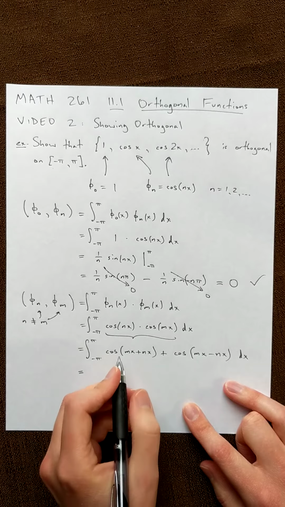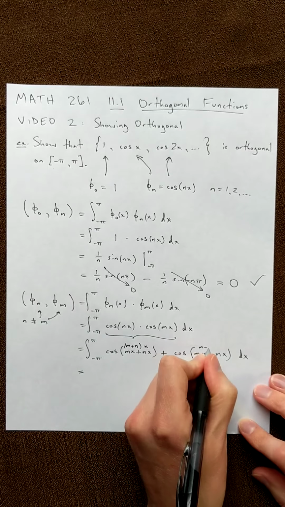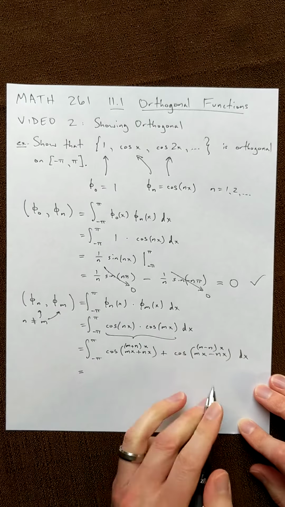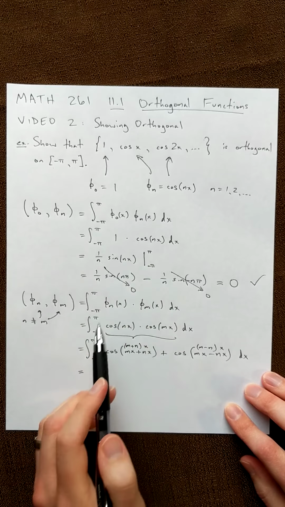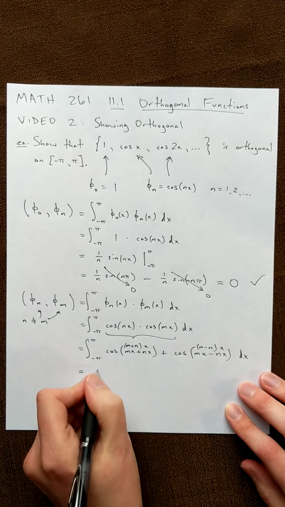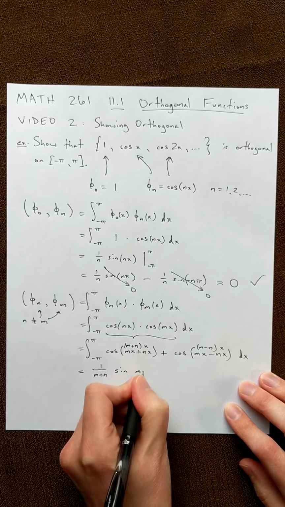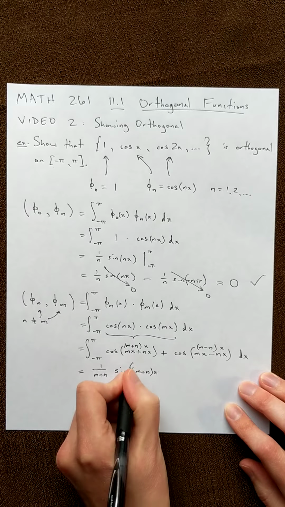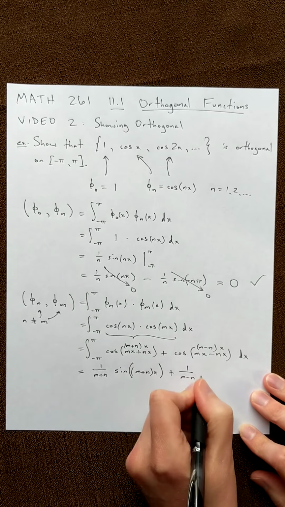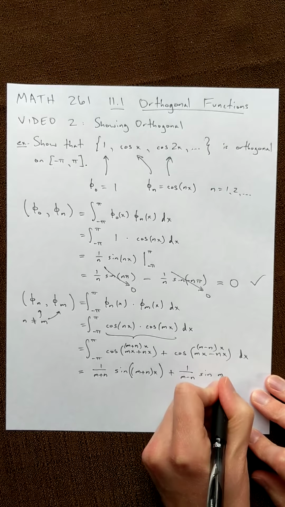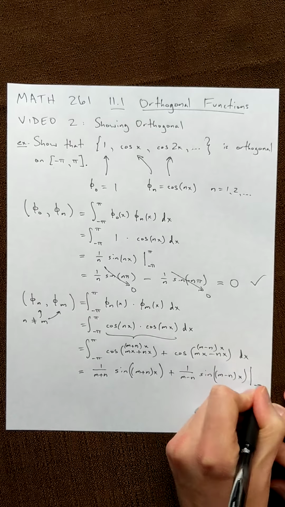I maybe should have rewritten this as m plus n times x and m minus n times x, so it's a little easier to see what the integral is going to be. It's actually going to be the same as this integral up here where you just divide by the coefficients. So 1 over m plus n sine of m plus n times x, plus 1 over m minus n sine of m minus n times x. And again, we evaluate from negative pi to pi.